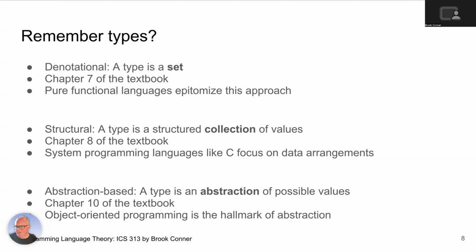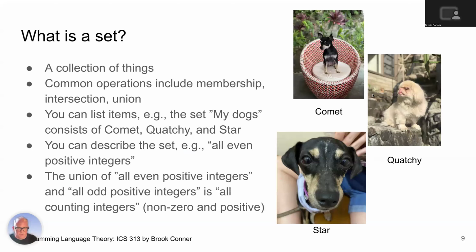Finally, we can talk about abstraction-based approaches to types, where a type is meant to be an abstraction of a range of possible values. This is described in chapter 10 of Scott's Programming Language Pragmatics, and is really something that sees its full flower in object-oriented programming. But we're going to go back to the set approach, denotational approaches to types.